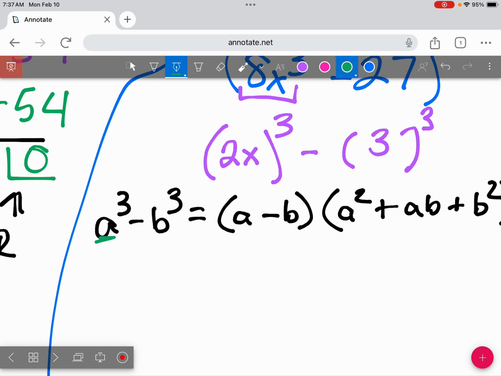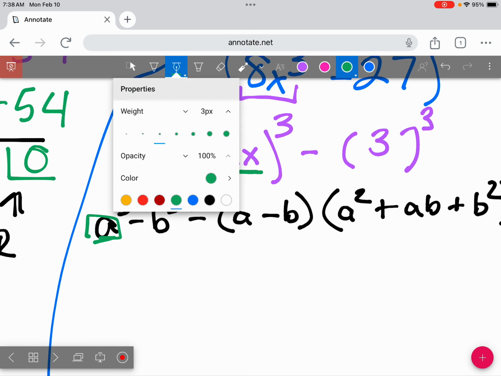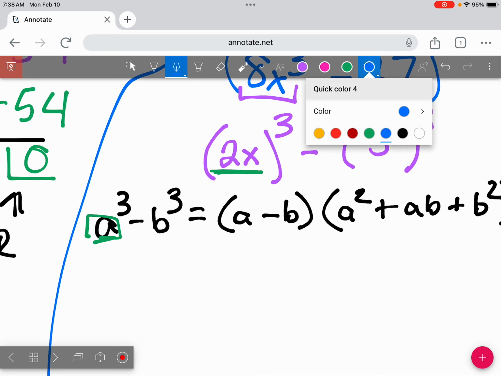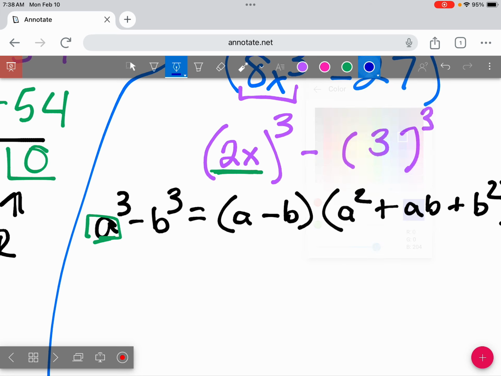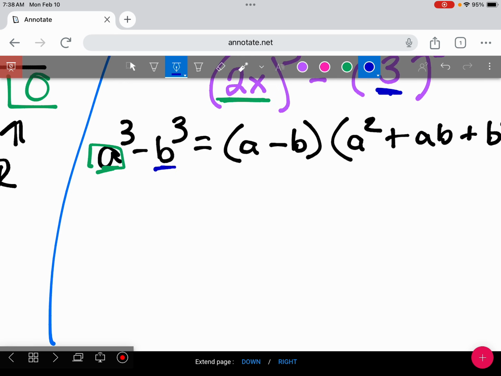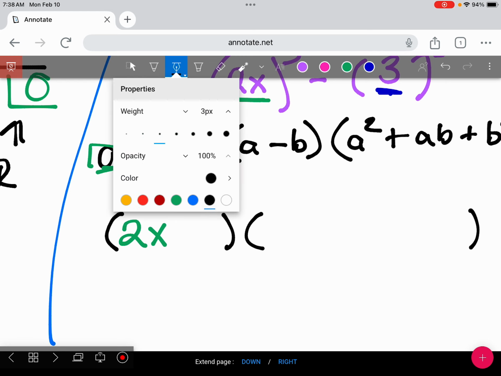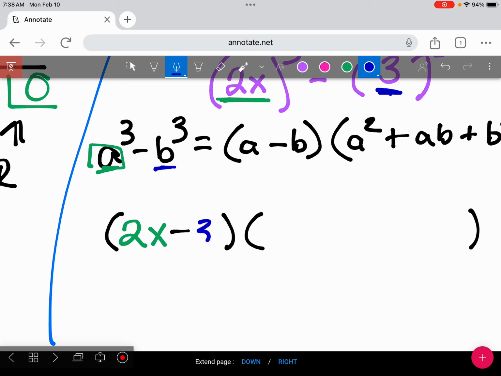My a piece, the thing that's cubed in the front, is this 2x. The thing that's cubed in the back to give us that b piece is going to be the 3. So every place we have an a, we replace it with 2x, and every place we have a b, we replace it with 3. So to put this in factored form, we're going to wind up with our factors like this, with my 2x minus the 3.